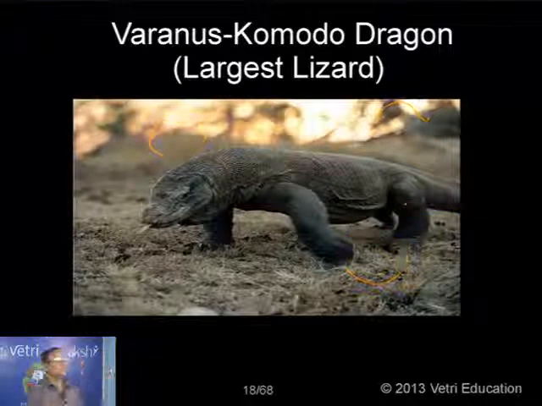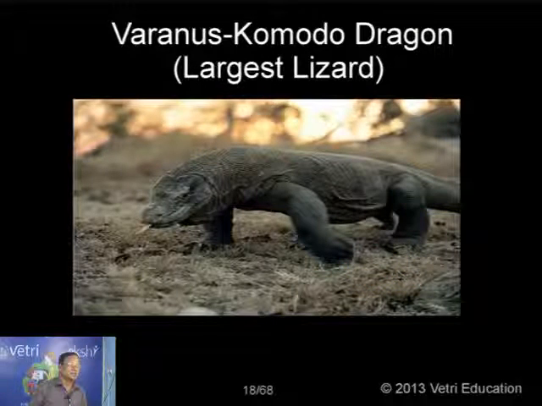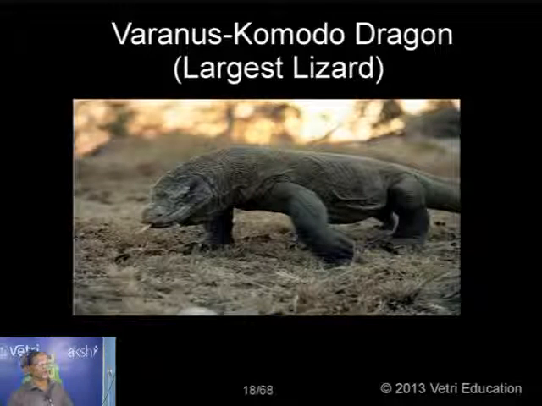Now, this one is the largest lizard. Suppose you ask for the largest living reptile: the crocodile. So you see the difference. This is the largest lizard. If you are taking the largest reptile, that is the crocodile, or we have the alligator. Now this is the largest lizard, Varanus, Komodo dragon, but it is not poisonous, unlike the Gila monster. Remember this in your mind. The smallest lizard is the gecko. I'll show you. The smallest lizard, gecko.